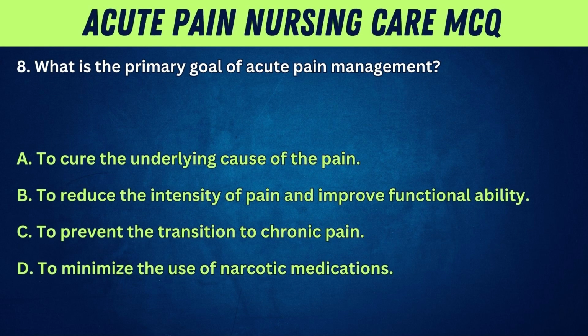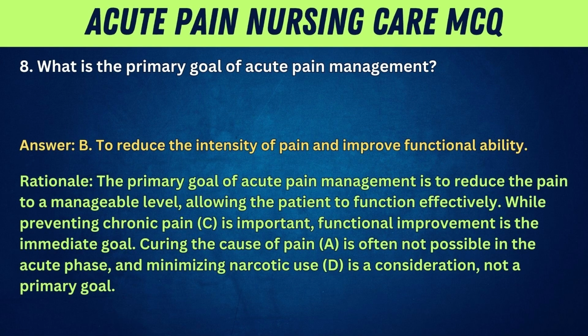8. What is the primary goal of acute pain management? A. To cure the underlying cause of pain. B. To reduce the intensity of pain and improve functional ability. C. To prevent the transition to chronic pain. D. To minimize the use of narcotic medications. Answer. B. To reduce the intensity of pain and improve functional ability.